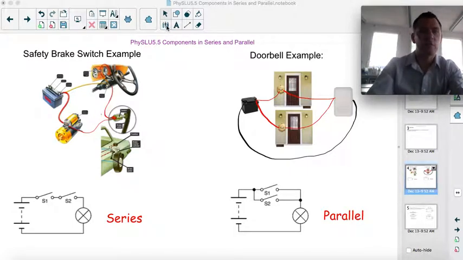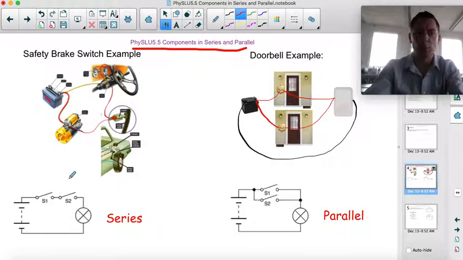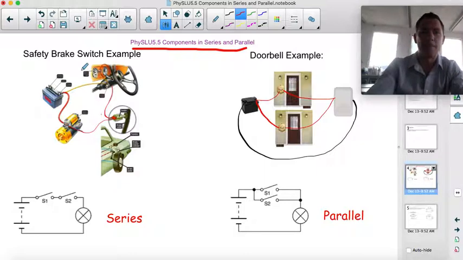Hey physicists, we're looking at components in series and parallel. It's PhySLU5 today. Sort of the beginnings of building circuits on your own. And most circuits are a combination of both of these.